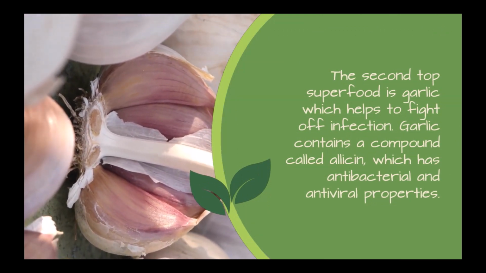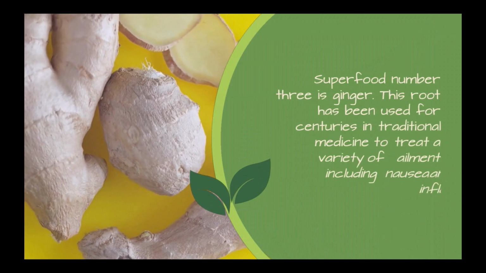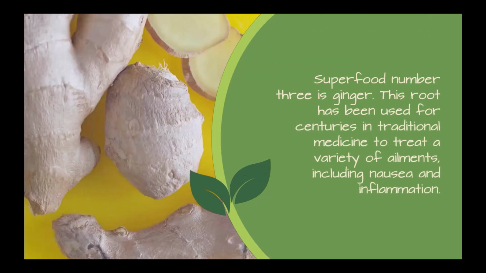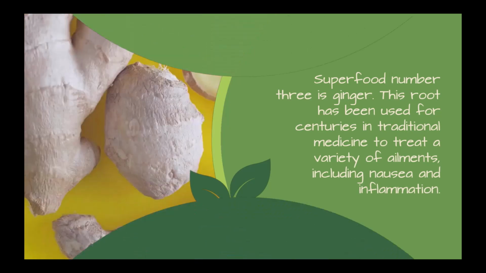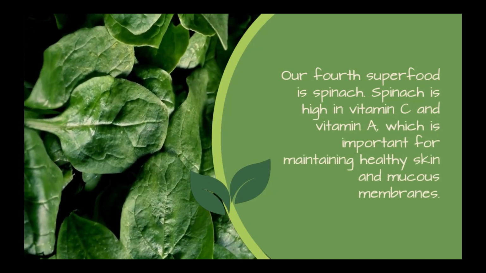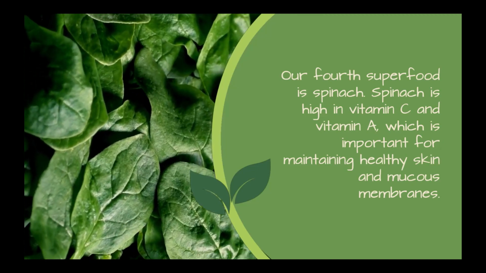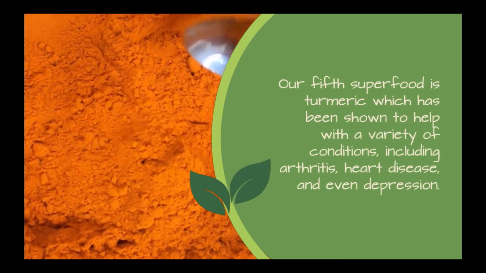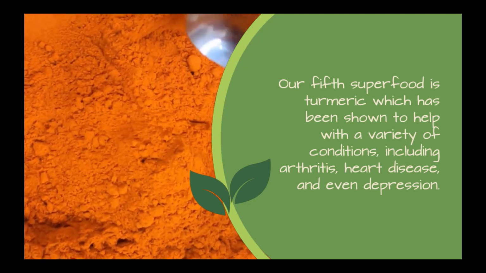The second top superfood is garlic, which helps to fight off infection. Garlic contains a compound called allicin, which has antibacterial and antiviral properties. Superfood number 3 is ginger. This root has been used for centuries in traditional medicine to treat a variety of ailments, including nausea and inflammation. Our fourth superfood is spinach. Spinach is high in vitamin C and vitamin A, which is important for maintaining healthy skin and mucous membranes. Our fifth superfood is turmeric, which has been shown to help with a variety of conditions, including arthritis, heart disease, and even depression.